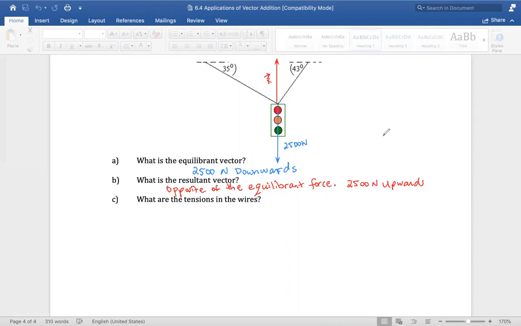What are the tensions in the wires? So this is where we need to pay attention here. It's asking us to figure out what the tension is of, let's say, the left side wire and the tension in the right side wire. So I want you guys to think about this. You probably know this, but you might need to take a second, depending on the last time you've actually had this kind of example in real life. In terms of tension, I mean, not in terms of the traffic light, obviously.